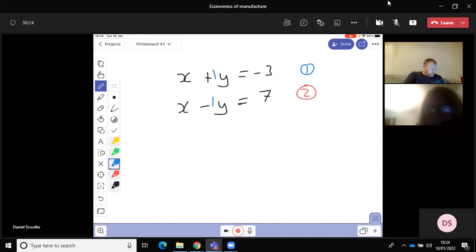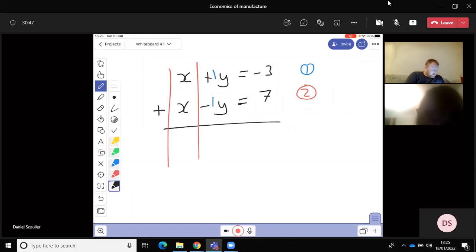The next step is we want to do an addition or a subtraction. Effectively, we're going to add both of the x terms together, both of the y terms together, and both of the whole numbers together. Staying in that column, we're just going to add x plus x. That's going to be 2x. In that column there, we've got plus 1y, negative 1y. If we added them together, we get 0.